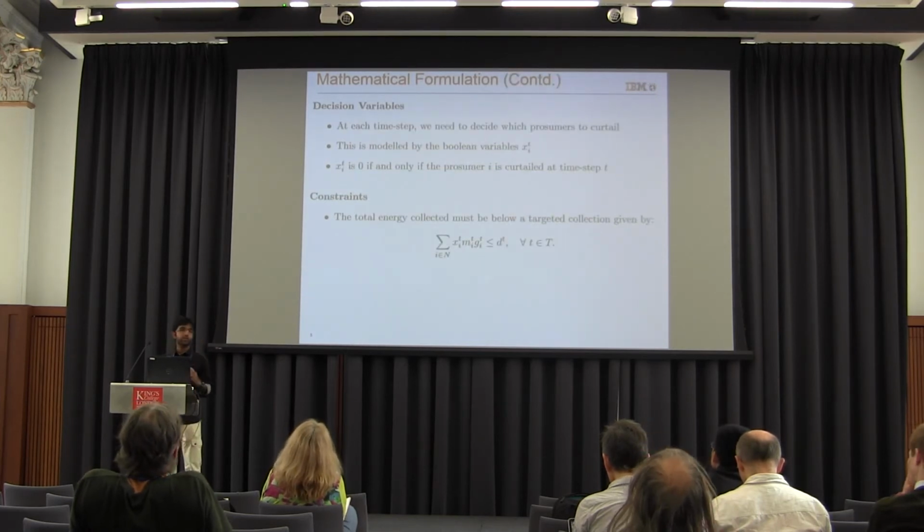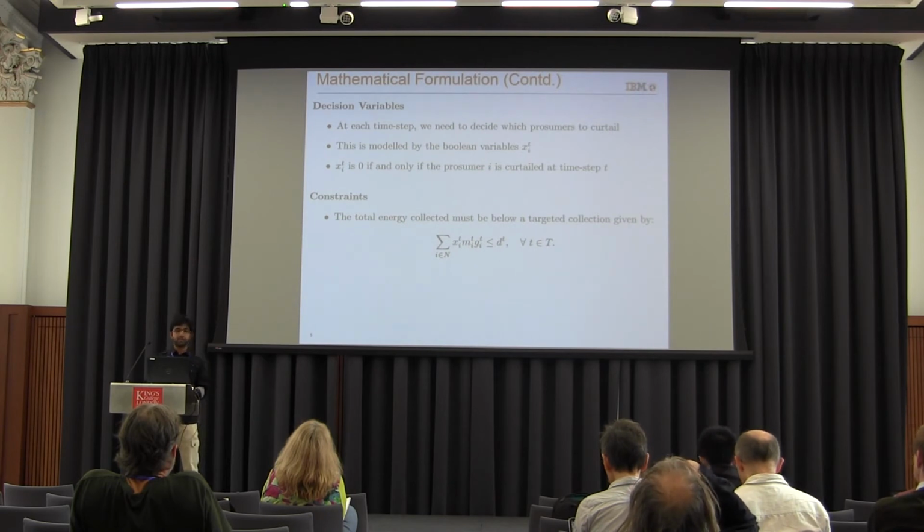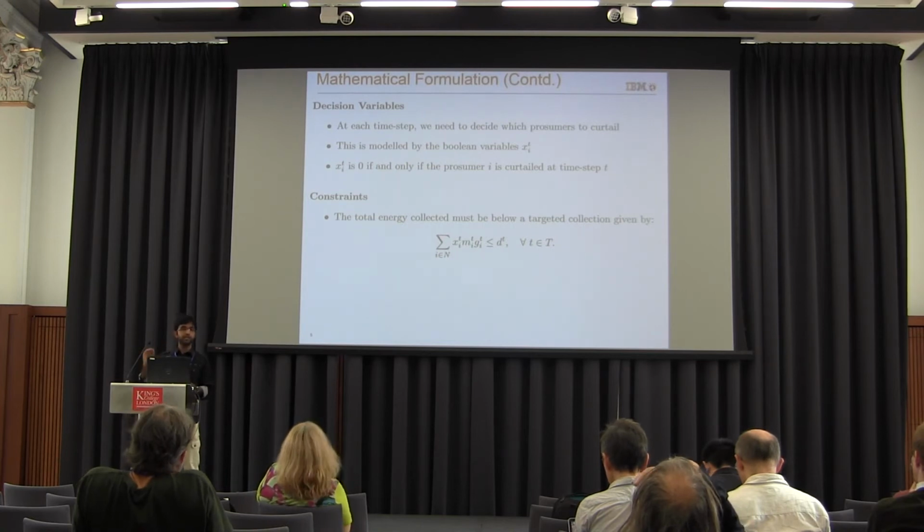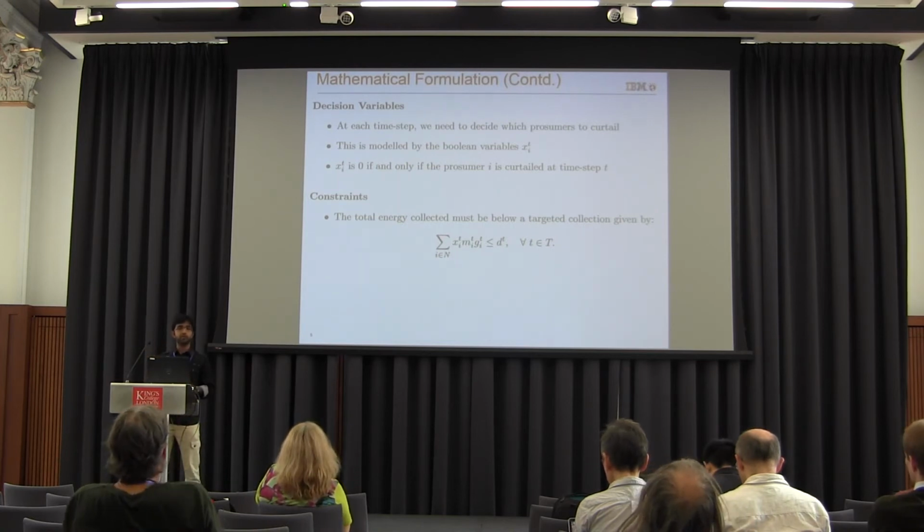Our goal is to understand which prosumer to curtail at what time. To model that, we introduce the variables x_it, where x_it is 0 if and only if the prosumer i is curtailed at time step t. And we have this utility-given constraint, which says that the total energy collected from all the prosumers at any time step t should not exceed the energy intake capacity D_t given by the utility.